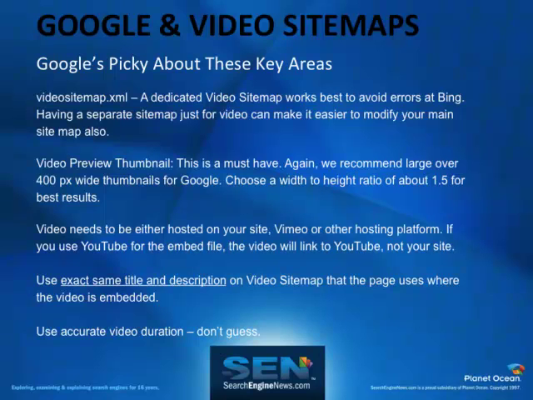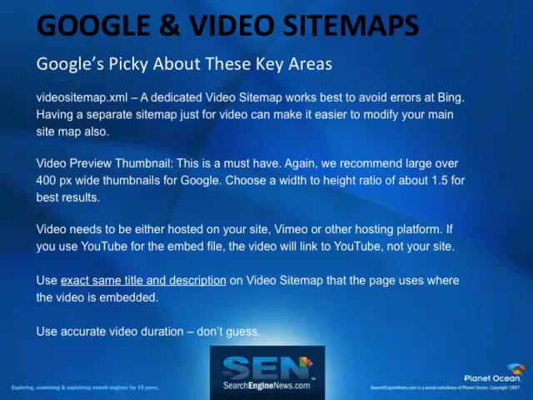When you want to make a change to the sitemap, you don't have to go in there and edit the huge HTML sitemap. You should certainly have a video preview thumbnail. It's a must-have. If you don't have it, they probably won't rank this in universal search. Again, we recommend a large image, something over 400 pixels wide for Google. Ideally, you should choose a width-to-height ratio of about 1.5 to 1 for best results.